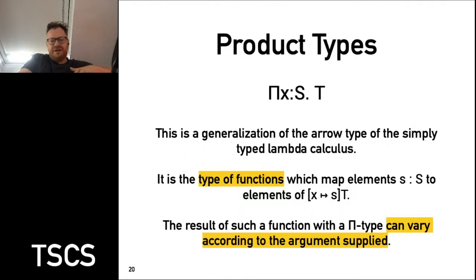And the result of such a function with a pi type, a product type, can vary according to the supplied arguments. So this is pretty neat. We now have types that depend on terms. And as we apply them, there need to be values. So in a sense, we have types that are depending on values. And that's why we call them dependent types, by the way.